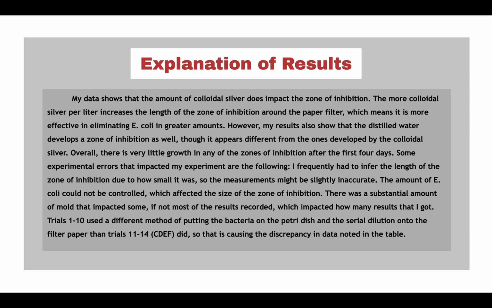Some experimental errors that impacted my experiment are the following. I frequently had to infer the length of a zone of inhibition due to how small it was, so the measurements might be slightly inaccurate. The amount of E. coli could not be controlled, which affected the size of the zone of inhibition. There is a substantial amount of mold that impacted some, if not most, of the results recorded, which impacted how many results I got. Trials 1 to 10 use a different method of putting the bacteria on the petri dish and the cereal dilution onto the filter paper than trials 11 through 14 CDEF did. That's marked as test 2. So that is causing the discrepancy in the data noted in the table.